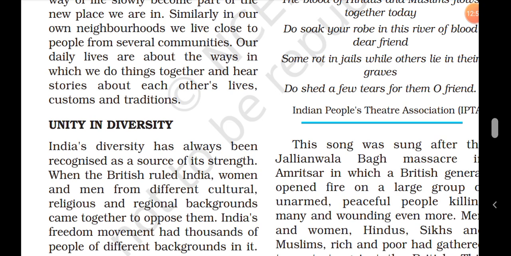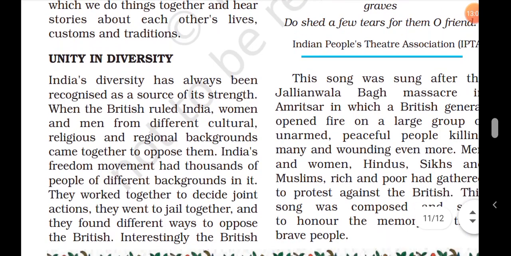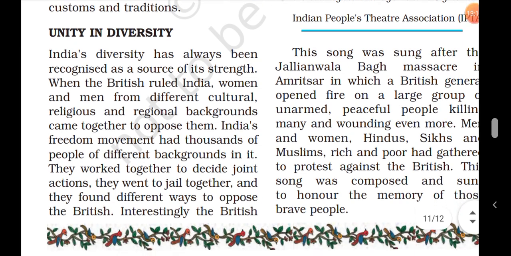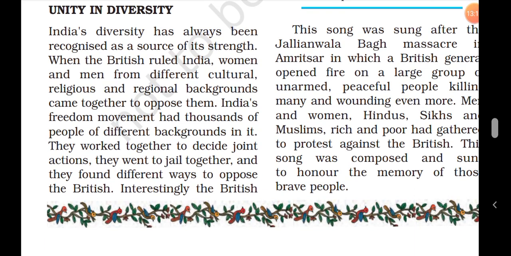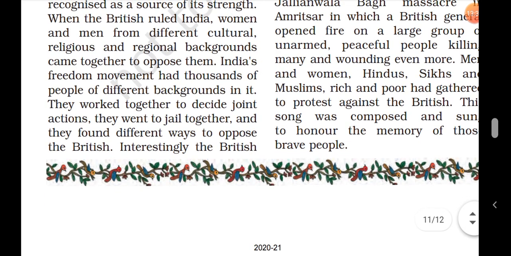Now, why is there a unity in our diversity? So now we will read about it. India's diversity has always been recognized as a source of its strength. When the British ruled India, women and men from different cultural, religious and regional backgrounds came together to oppose them. India's freedom movement had thousands of people of different backgrounds in it. They worked together to decide joint action, and they went to jail together. And they found different ways to oppose the British. That's how they were fighting for their freedom, with each other and with unity.